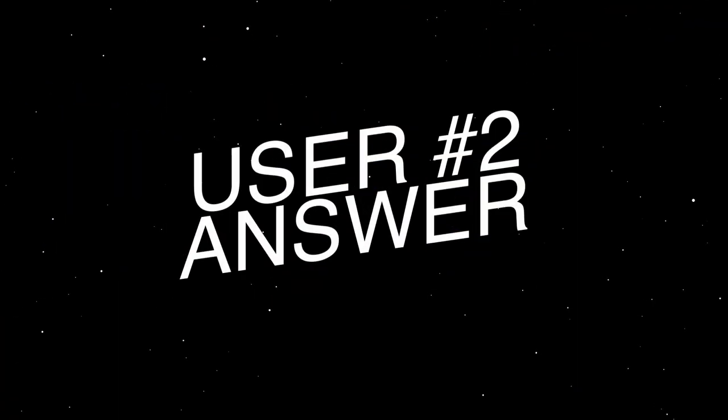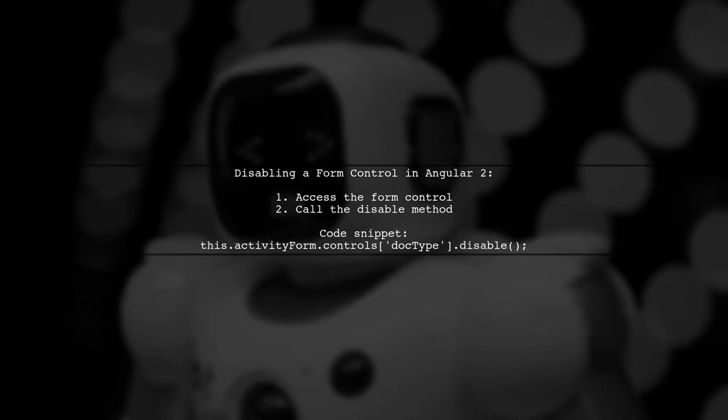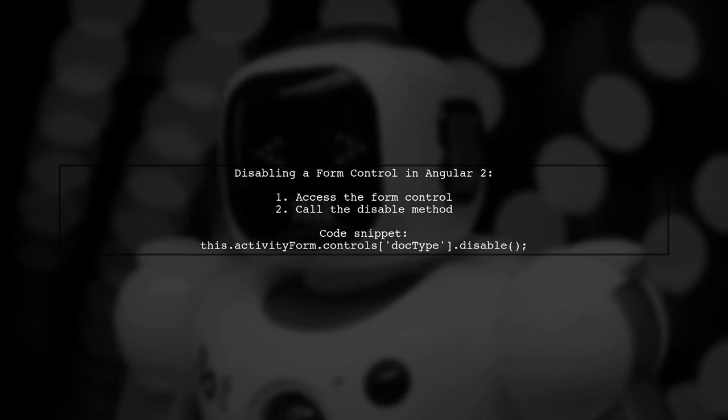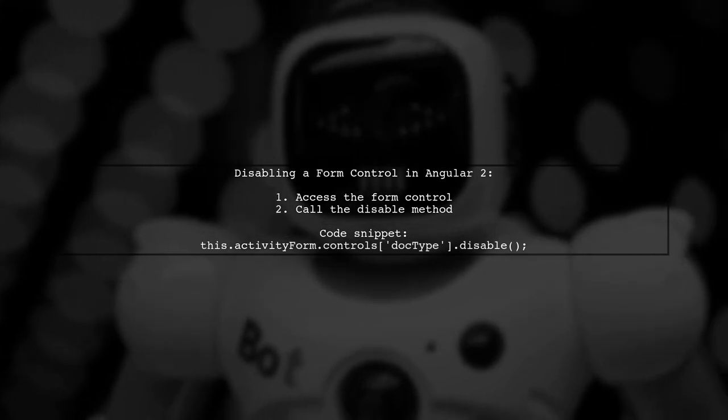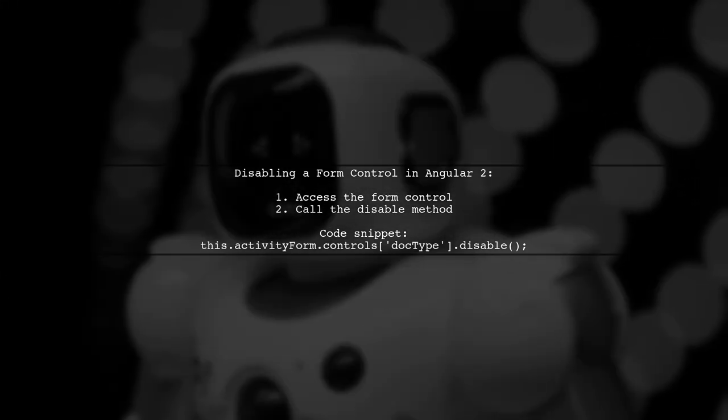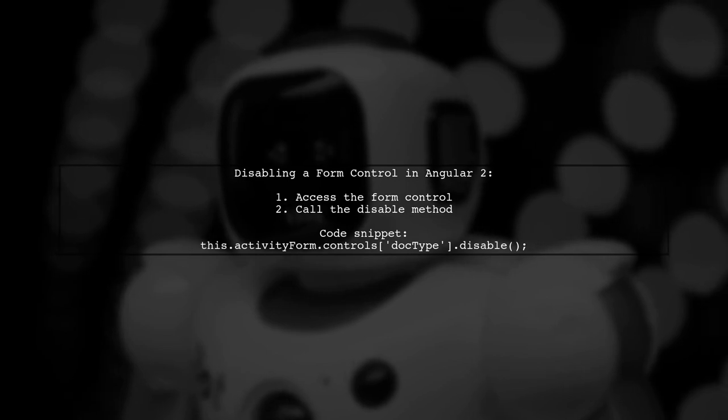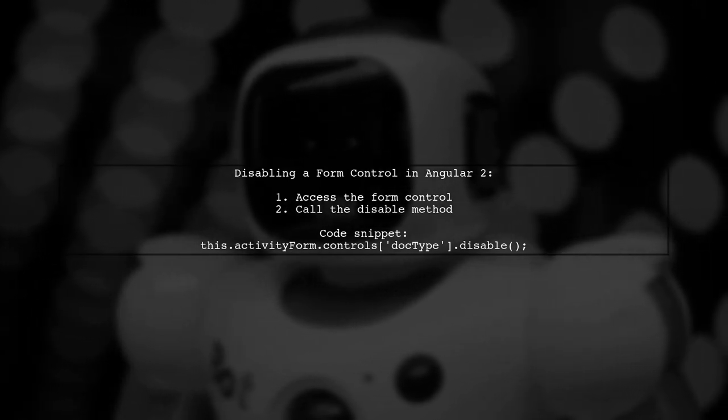Let's now look at another user-suggested answer. To disable a form control dynamically in Angular 2, you can use the disable method on the control. For example, you can disable the doctype control by calling this.activityform.controls.doctype.disable.